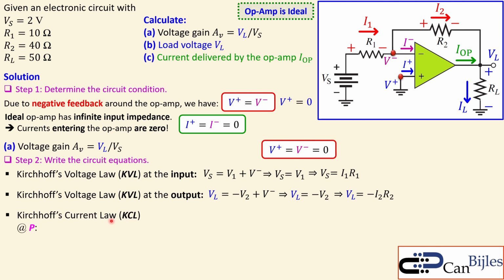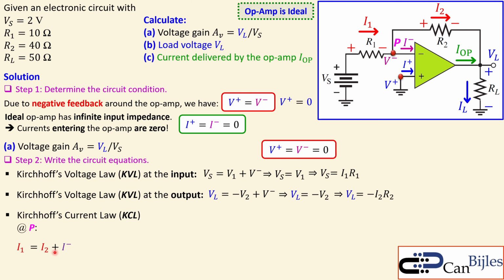Now we can set up the equation of Kirchhoff's current law, KCL, at node P, which is shown here. If we set up Kirchhoff's current law at node P, we can say I1 is entering this node and it will split into I2 and I minus.